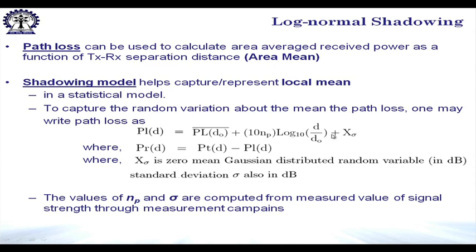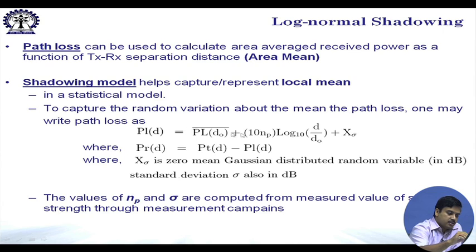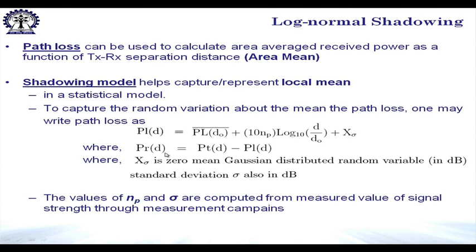So, that means the mean is predicted by this part. This is the mean path loss. About the mean, there is fluctuation on the positive side, there is fluctuation on the negative side. So, if there is fluctuation on the positive side in the path loss model, there is fluctuation of received signal strength on the negative side, and vice versa between the path loss model and the received signal strength.